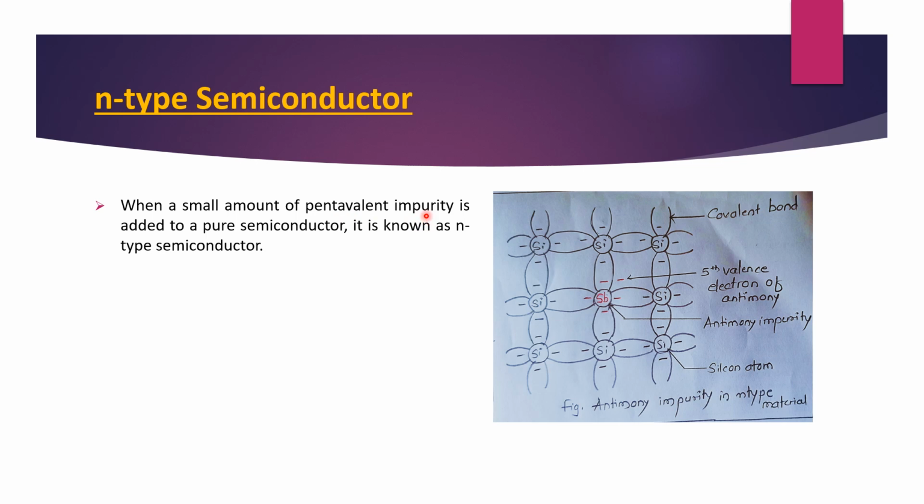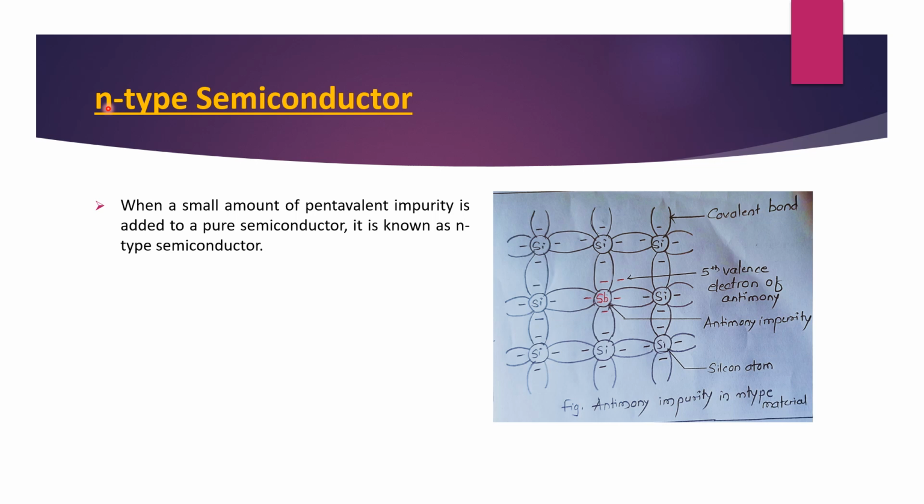Impurity means, with respect to the pure semiconductor, if another thing is being added, this is termed as the impurity. It's actually not an impurity, it is with respect to a pure semiconductor because it is a foreign element. So pentavalent impurity means the elements in the periodic table having 5 valence electrons. We add these to a pure semiconductor to make the n-type semiconductor.